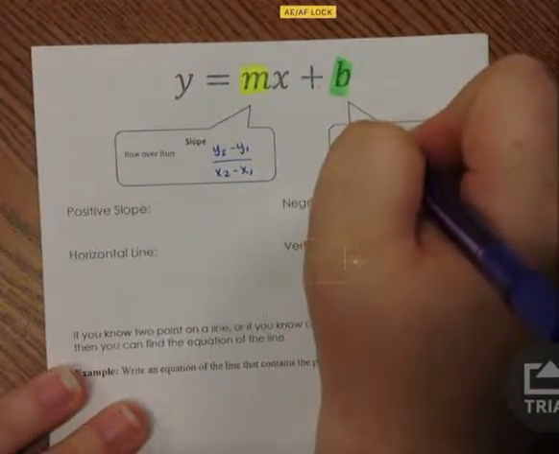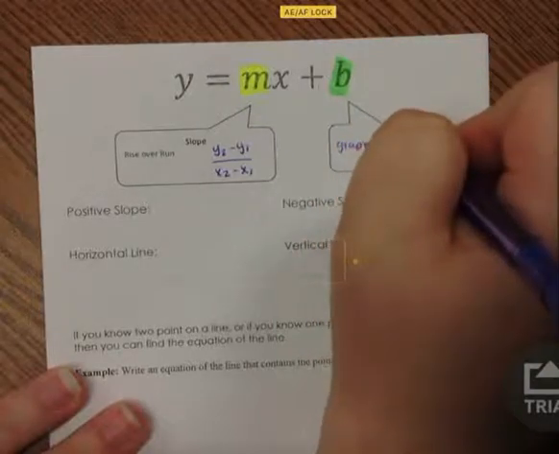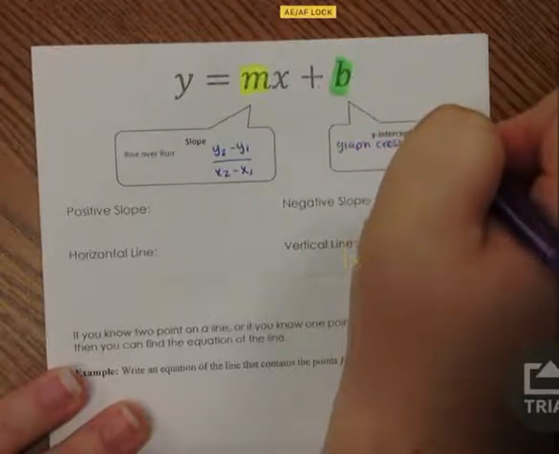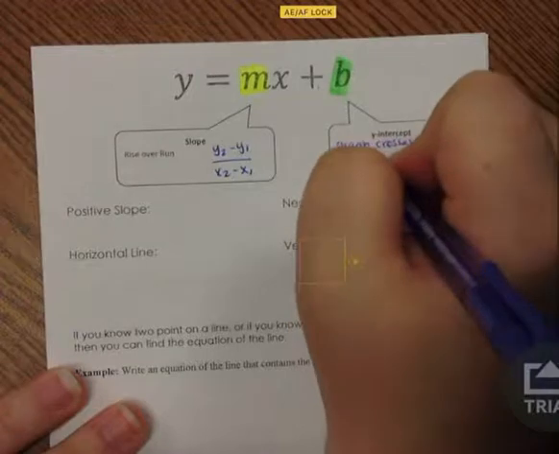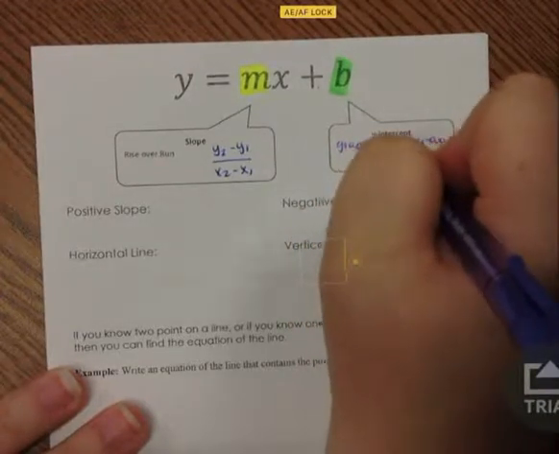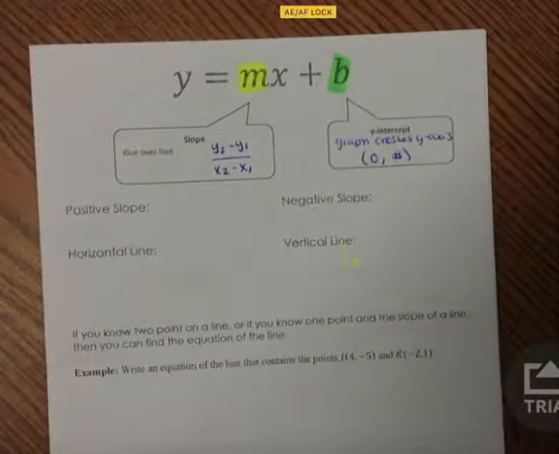Now your y-intercept is where the graph crosses the y-axis. This is actually at a coordinate. It'll be 0, whatever number it is. It can be a positive or a negative. But what's important is that the x value is 0 because that's where it's crossing the y-axis.